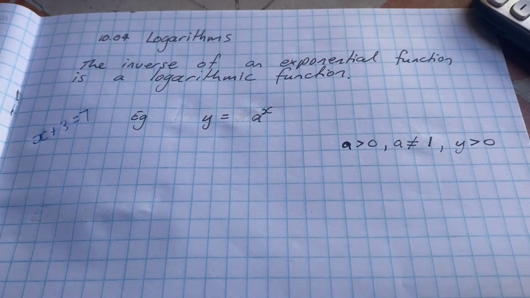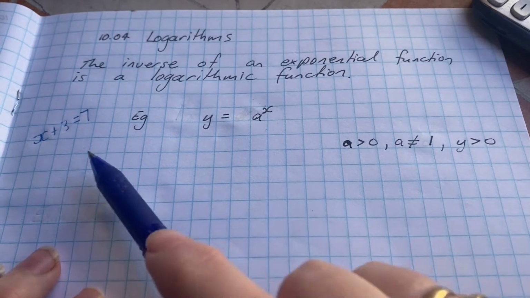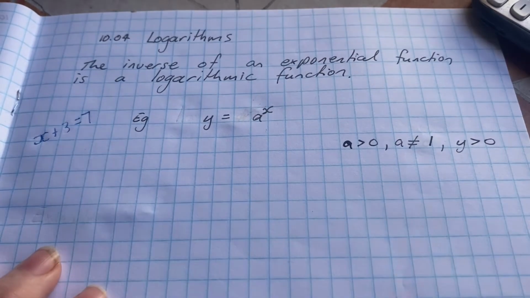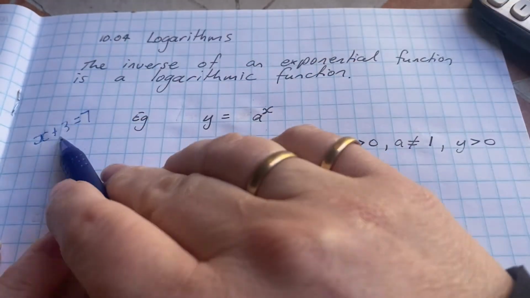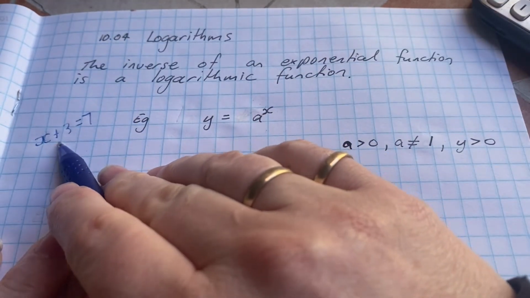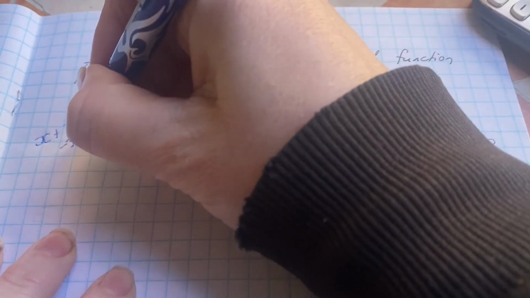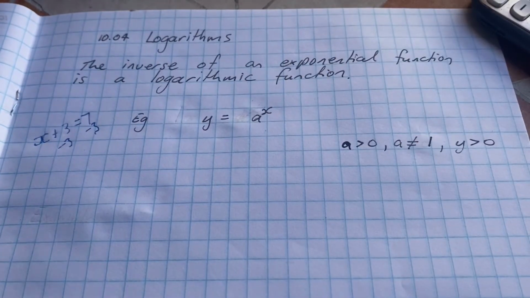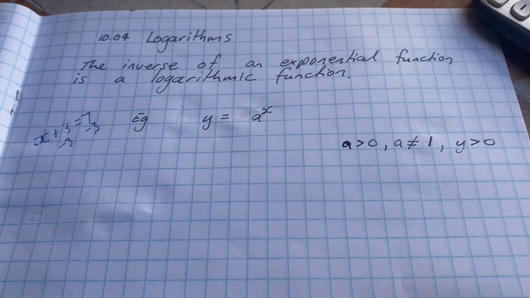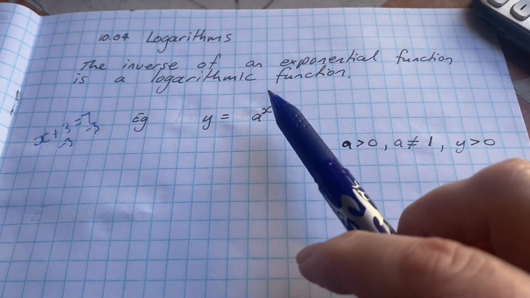So the second half of this chapter is about logarithms. Exercise 1004 introduces logarithms. The inverse of an exponential function is a logarithmic function. For example, in Year 7 you learned how to solve an equation like x + 3 = 7, and you learned that the inverse of adding 3 was to subtract 3, so we minus 3 from each side. And logarithms work exactly the same way with exponential functions.